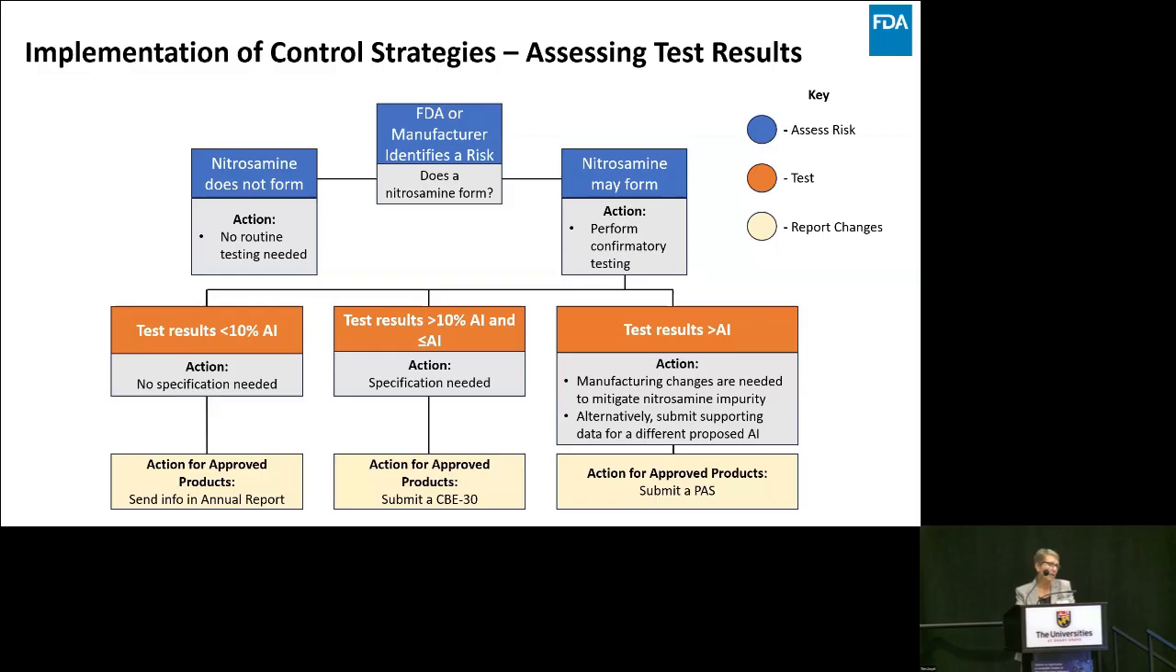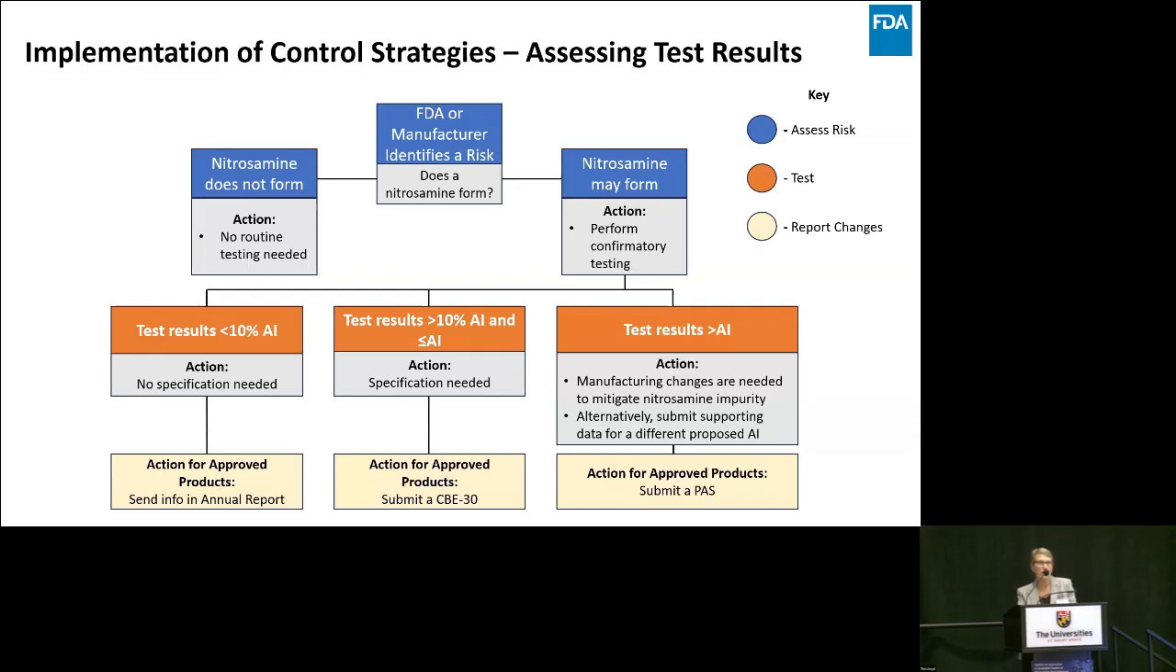reperform the testing. The second possibility is that the nitrosamine forms above 10% of the AI, but it's within the AI limit. In such a case, the manufacturer should establish a specification for the product and should perform routine testing for that impurity. And the last possibility is that the test results show that it's above the AI.